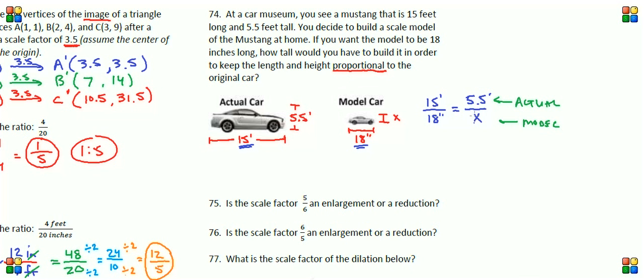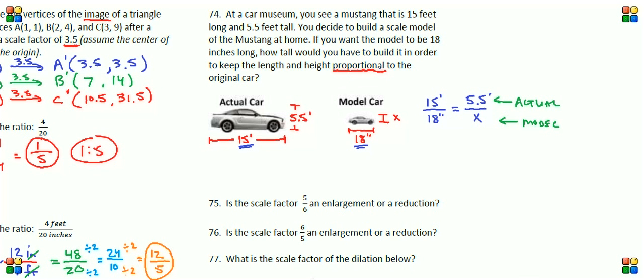Some of you are flipping this around. You're writing 15 feet over 18 inches is equal to x over 5.5 feet. Your problem is you flipped the fraction around. You put actual measure on the top of this ratio, and then model measure on the top of this ratio, and that will give you a wrong answer. So set it up correctly. Make sure you have actual measures on top, model measures on bottom, or you could actually put the model measures on top and the actual measures on bottom. What you don't want to do is flip them around.